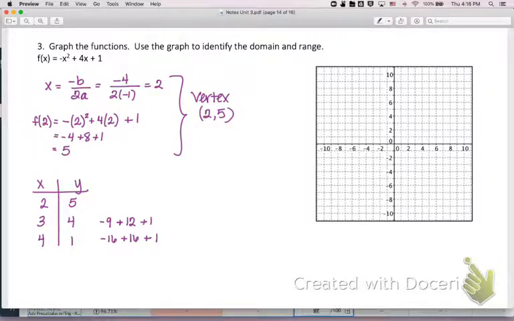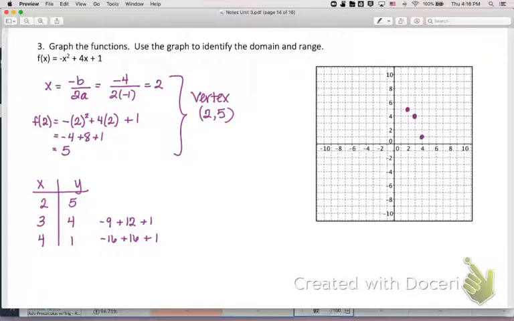Okay, let's plot the half of this. Remember, our parabola should be opening down. So 2, 5 is right here. Well, let me draw it. Here we go. 2, 5. Then we have 3, 4. And then we have 4, 1. And that's half of it.